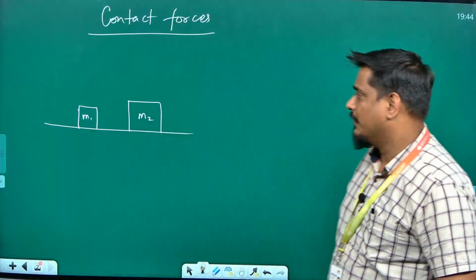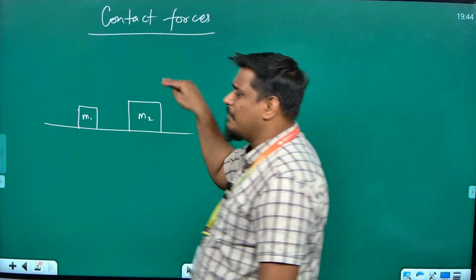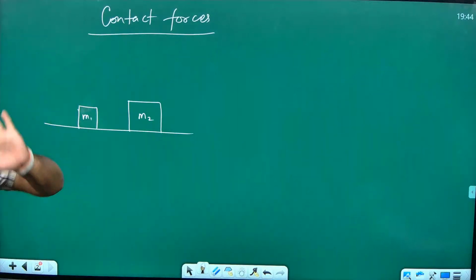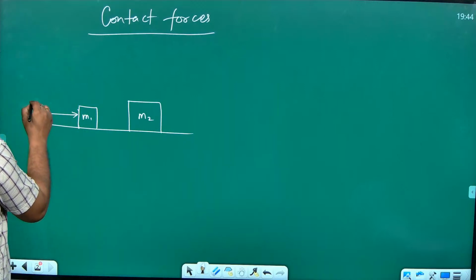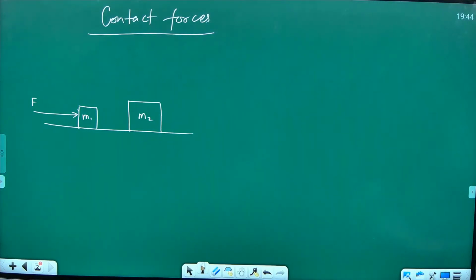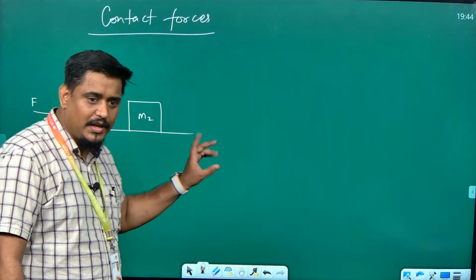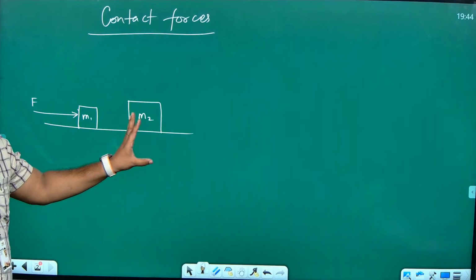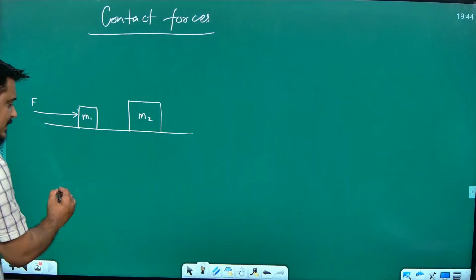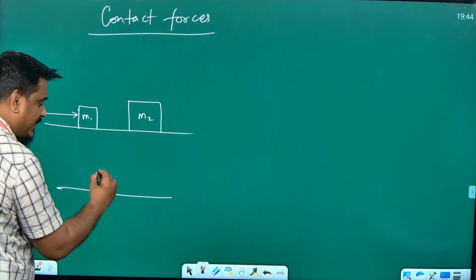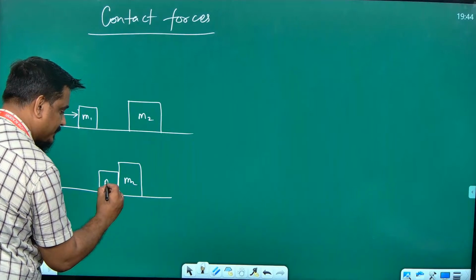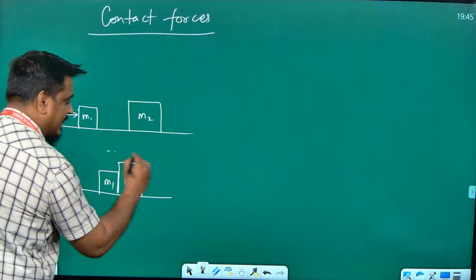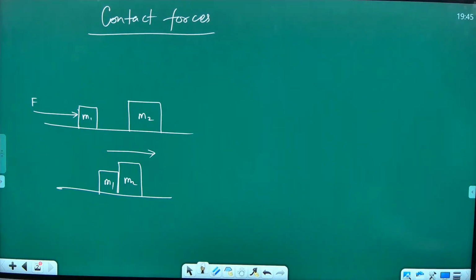Okay. Now, I am not representing that in this diagram because they are equal. They cancel out each other. So, I am not representing it. Imagine I apply a force F on the body M1. What will happen? This M1 will come in contact with M2, and after that, if the force is sufficient to move it, they both will start moving together. Do you agree with me? They both will start moving together to the right side. I hope you are agreeing with me. Any problem in that?